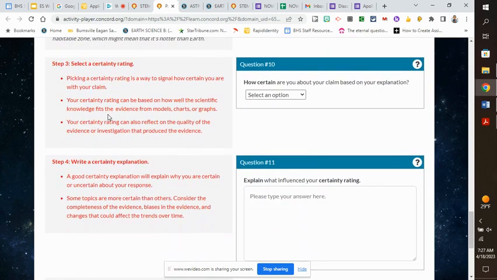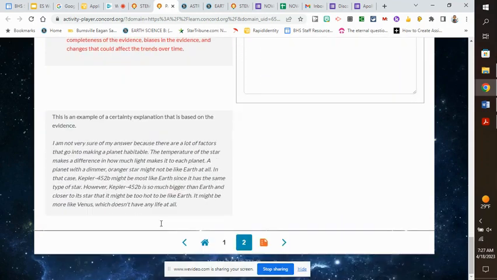So then you would pick a certainty rating. How certain are you about your claim? Not certain at all to very certain. And then explain what influenced your reasoning. It says a good certainty explanation will explain why you're certain or uncertain about your response. Some topics are more certain than others. Consider the completeness of the evidence, biases in the evidence, and changes that could affect trends over time.